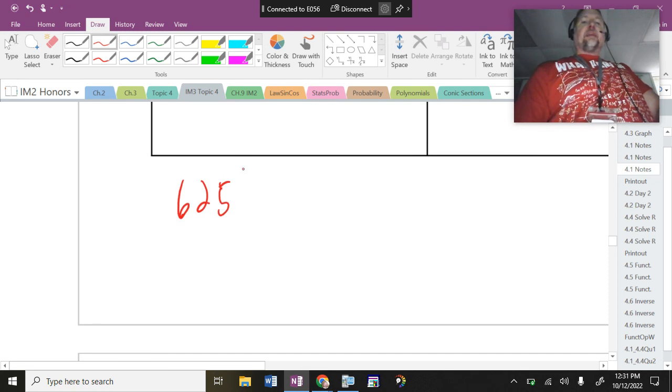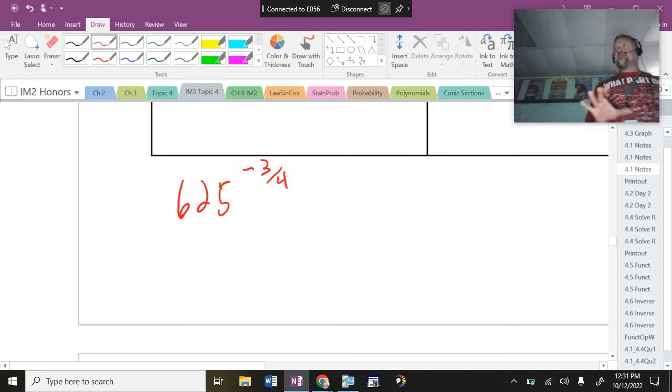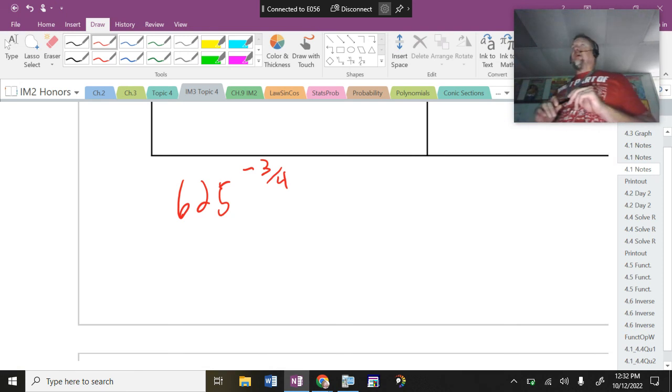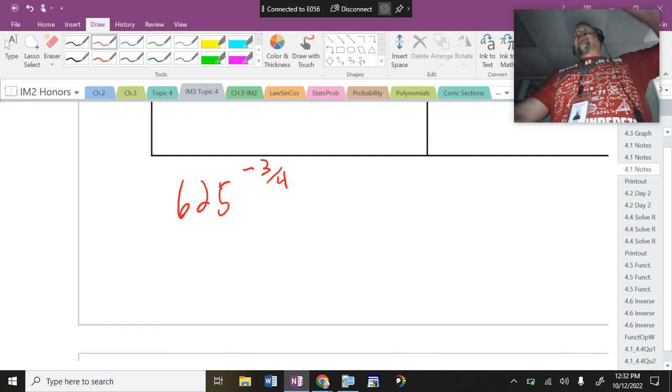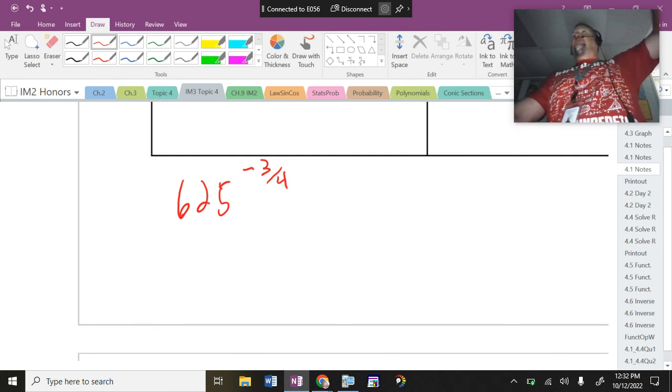625 raised to the -3/4. First hour, I did 2 examples of a negative exponent. I guess I'll just end with this one. Okay, first of all, when you see a negative exponent, what's the word that starts with F? Be careful. It's 4 letters that you do with this question. 3, 2, 1, go. Flip.